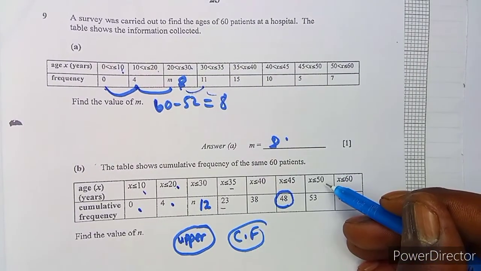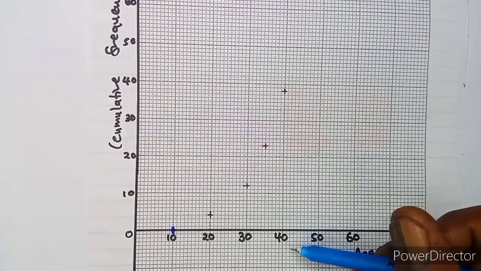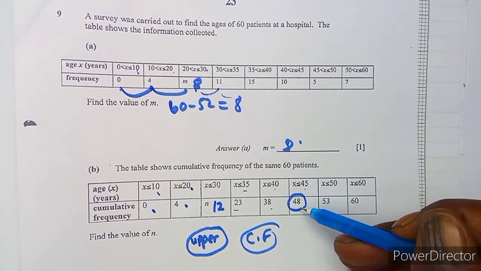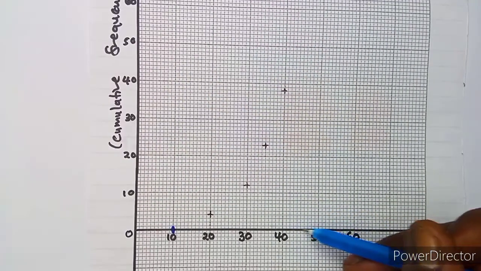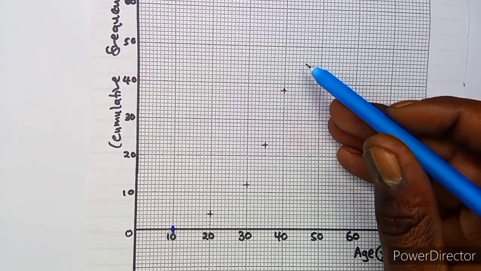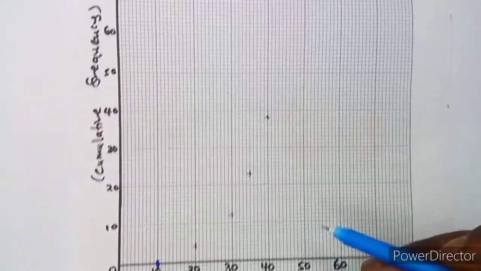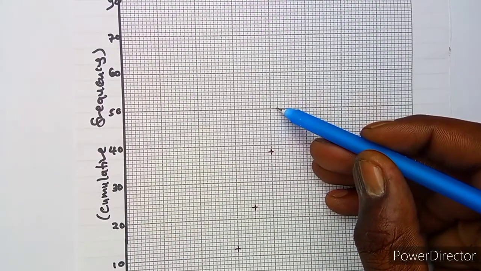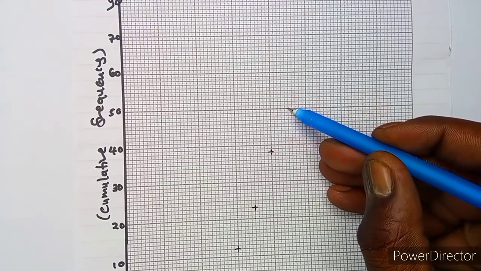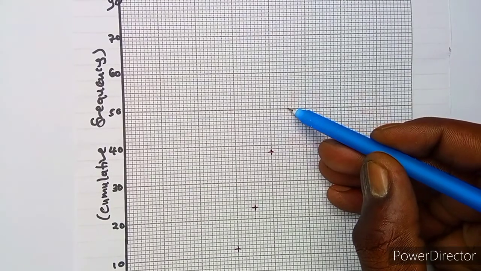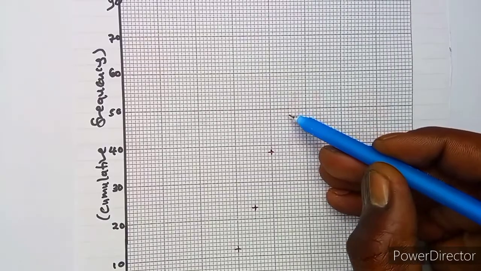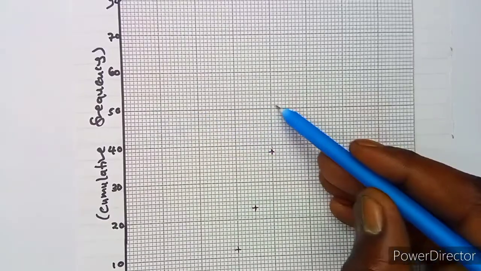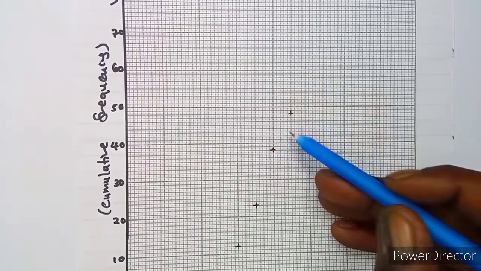Guys, sorry, this is 40, exactly 40 and 38. Then 45 and 48. Okay, 45 is in between here and 48. So let's just say this is 50 here. It's 1, 2, 3, 4, 5. This is our 45 at 50, 49, 48. So it's somewhere here, just two boxes below 50. Okay, that will be your 48. So you just mark properly, guys.